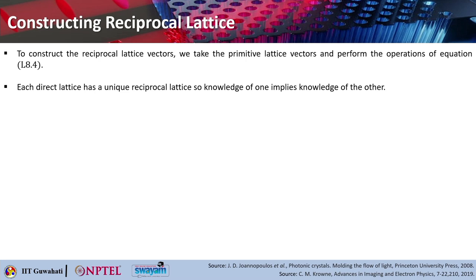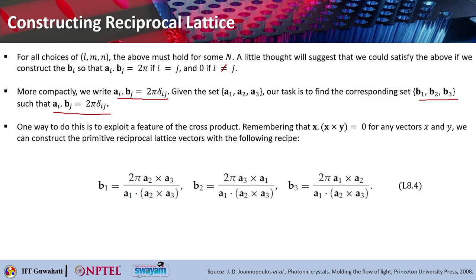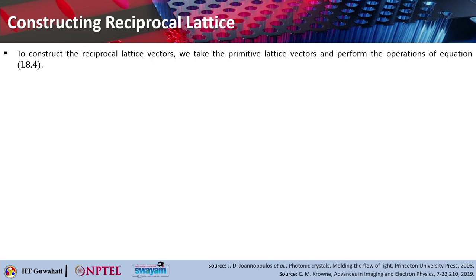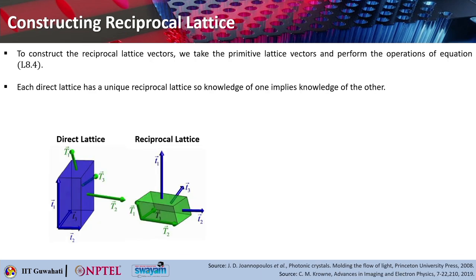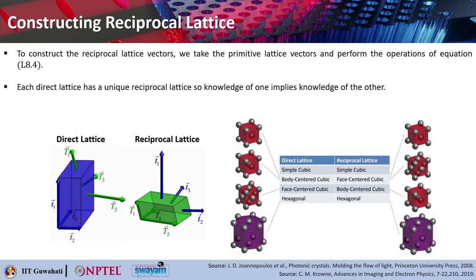So, to construct the reciprocal lattice, you first take the primitive lattice vectors a1, a2, a3, perform the operations using this formula, and obtain b1, b2 and b3. With that, you can understand that each direct lattice has a unique reciprocal lattice. So, the knowledge of one lattice will definitely tell you about the other lattice, okay?